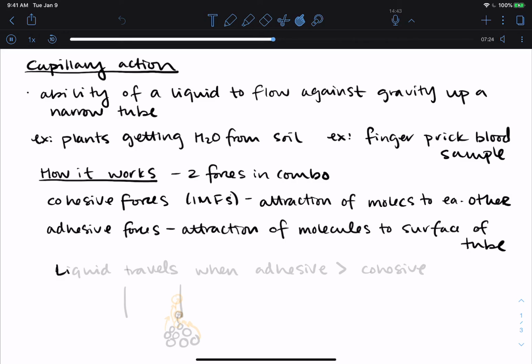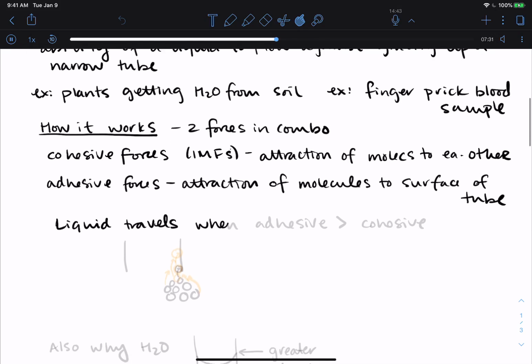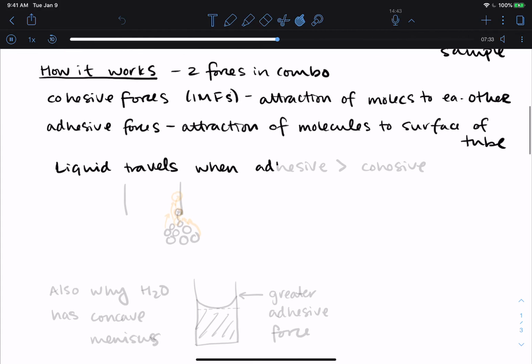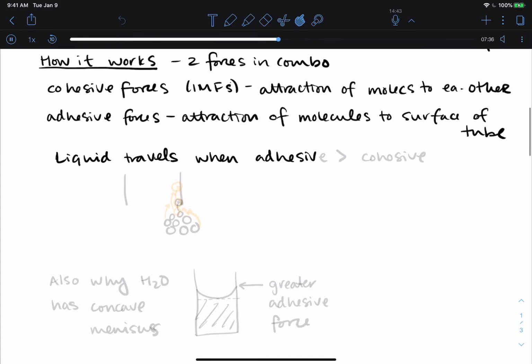So the liquid will travel when the adhesive forces are stronger than the cohesive. So I'm going to draw what will probably be a really bad picture, but if this is our capillary tube, right? So we're super zoomed in, and then we have all of these, say, water molecules down here.